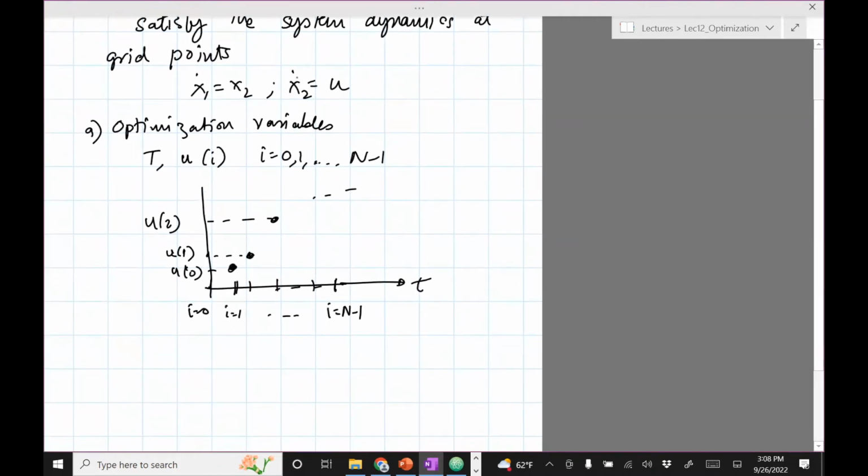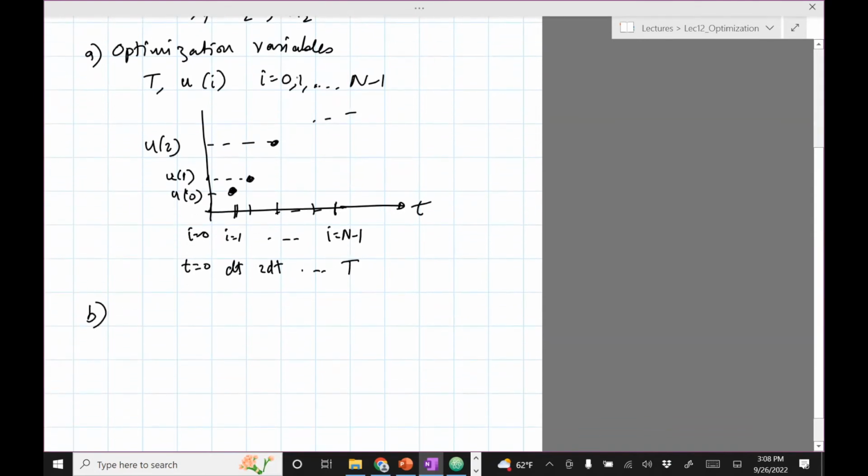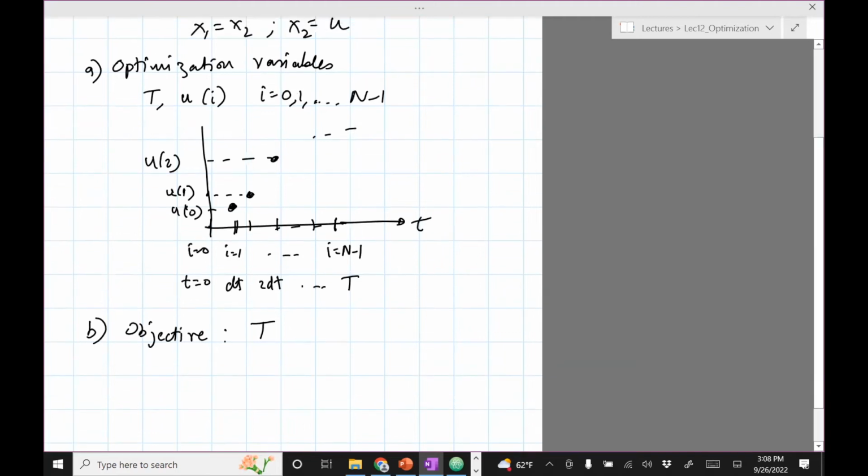And then we'll place them at equal points, right? T equals 0, dt, 2 dt, so on till capital T. B, we want the objective. Okay, we don't have to do much work here. We just know that the objective is time, and it's okay if the objective is the same as one of the variables. Absolutely fine.